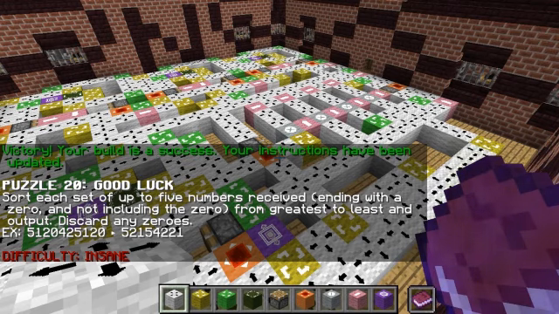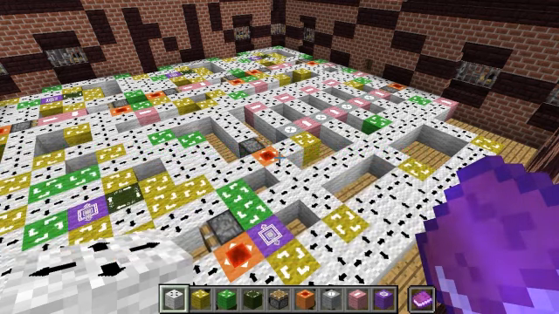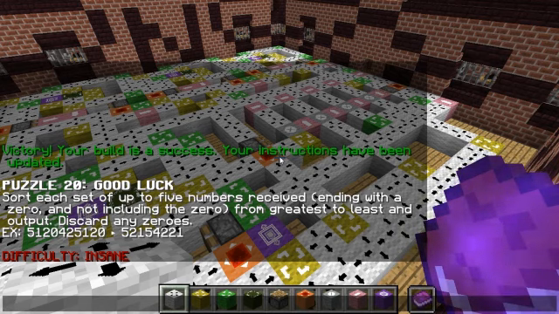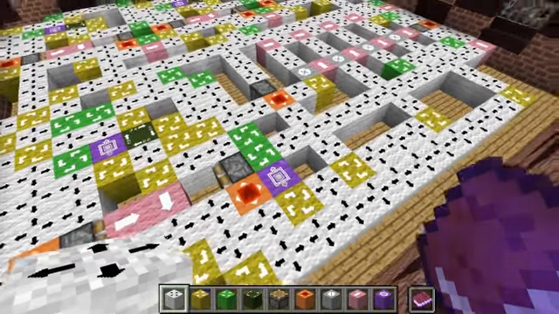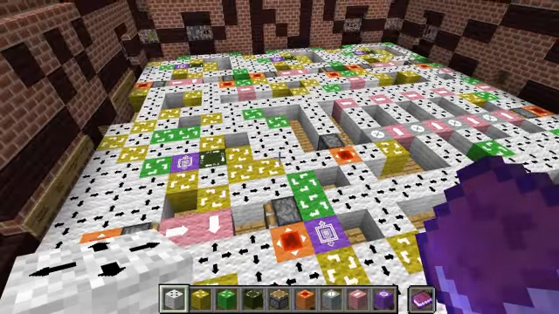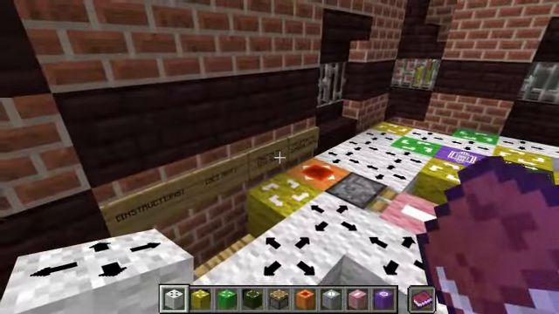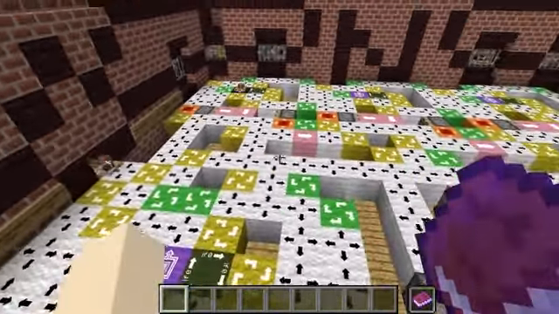Flippin' gibbets! What? Sort each set of up to 5 numbers received, ending with 0, not including 0, from greatest to least, and output, discard any zeros. That's what I just did. Oh, the problem with this one is it's saying that you might not have 5 numbers. Oh, shoot. So this right here, actually this may actually work, because of the way that I've got the 0 set up.